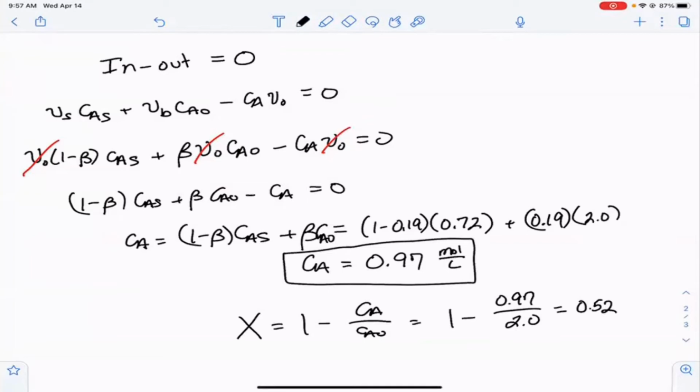Okay. All right, other than that little mistake here where I had dropped CA0, does anybody have any questions about this?